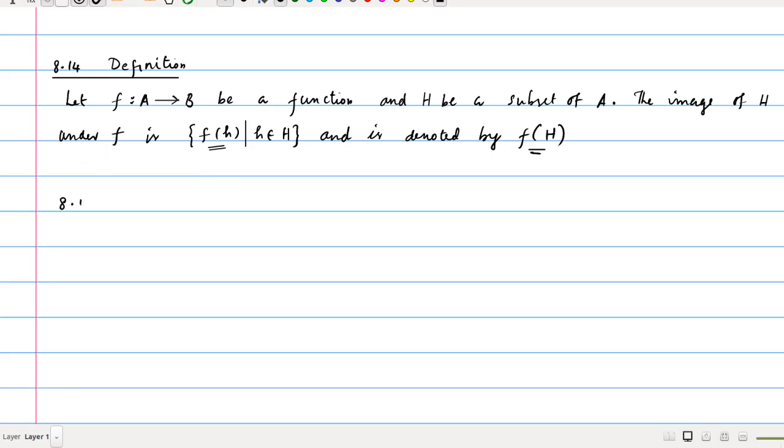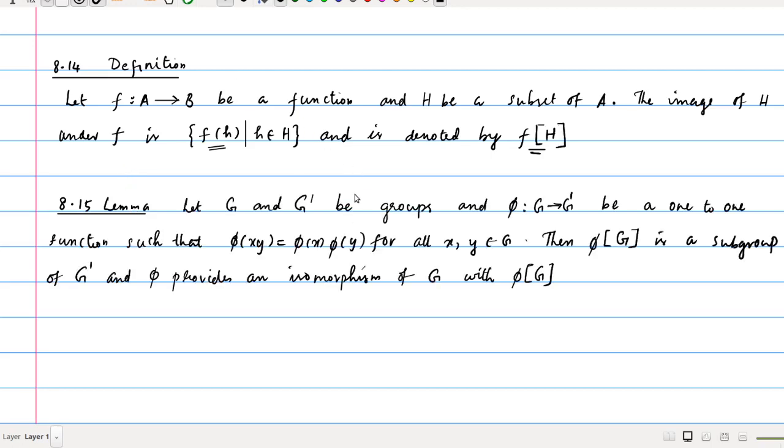Next we will prove a lemma, to prove a famous theorem called Cayley's theorem. So this is the lemma for Cayley's theorem. The statement of the lemma is: let G and G prime be groups, and phi from G to G prime be a one-to-one function such that phi of xy equals phi of x times phi of y for all x, y belonging to G. In fact, this is the definition of a homomorphism, so we will study homomorphisms later on.